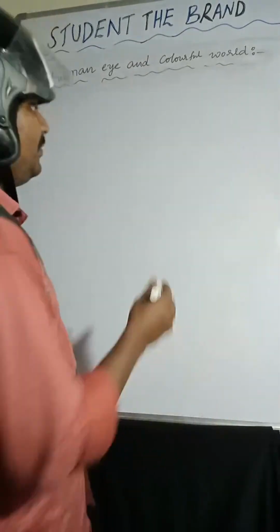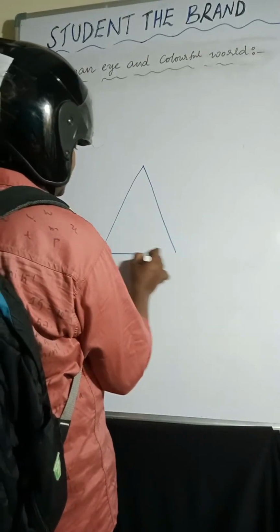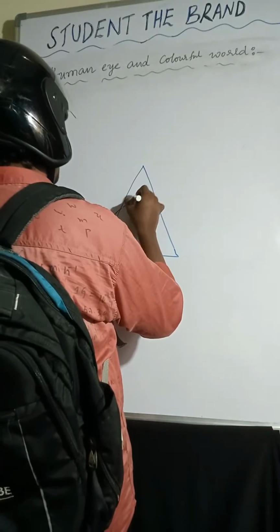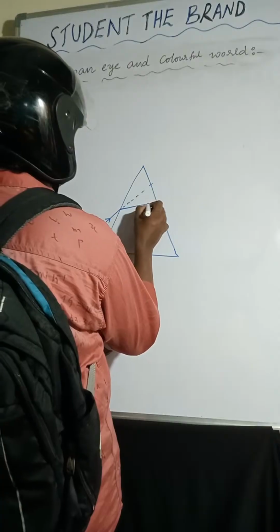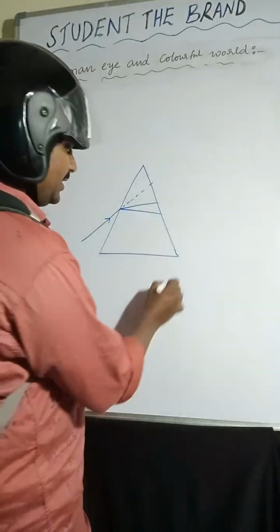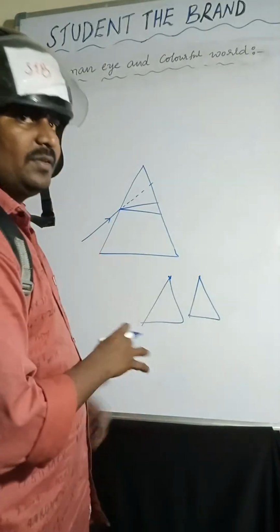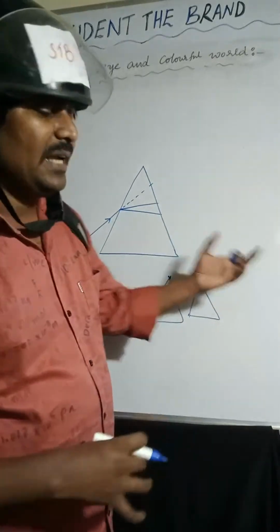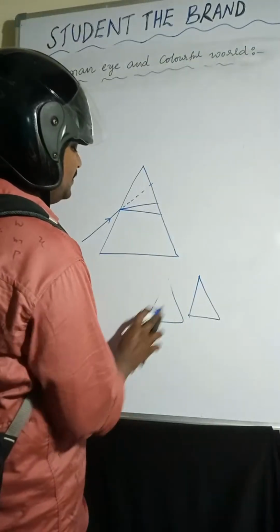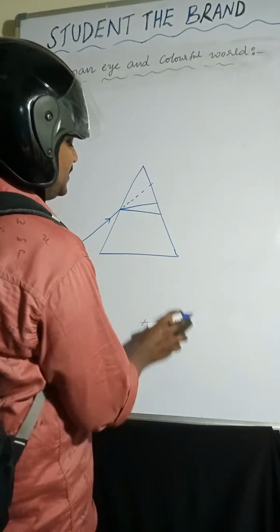So if you want to split the colors further, normally you place the prism like this. The 7 colors: violet, indigo, blue, green, and so on. So you place a normal prism, and the 7 colors come out as they are. So what he did was place an inverted prism nearby the first prism.